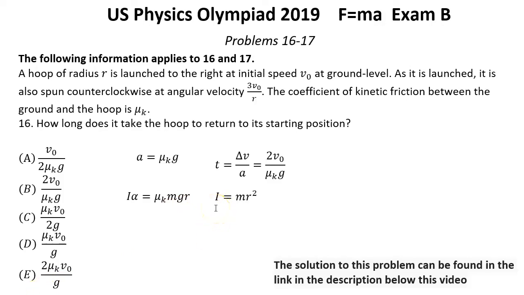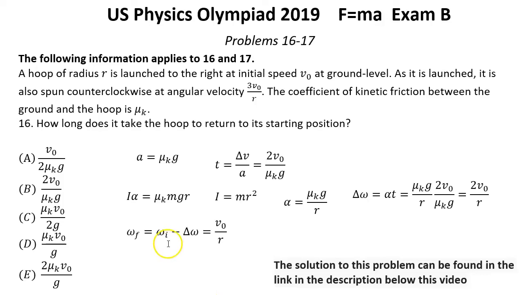For the hoop we have moment of inertia I equal m r square, and we have angular acceleration alpha equal mu k g over r. So the total change of angular velocity equals alpha t, and after putting in all these expressions we have 2v0 over r. It means that the final angular velocity will be the initial angular velocity minus delta omega, which is v0 over r, and this corresponds with the velocity of the hoop to the left. It means that exactly in this initial position it will stop slipping. So we counted the total time 2v0 over mu k g correctly, and that was answer B, and that was the solution for problem number 16.